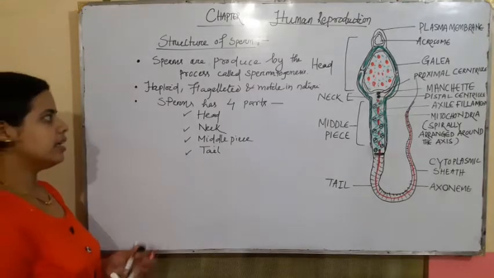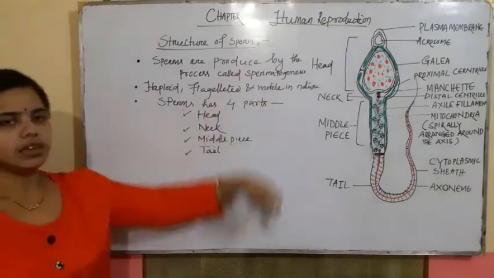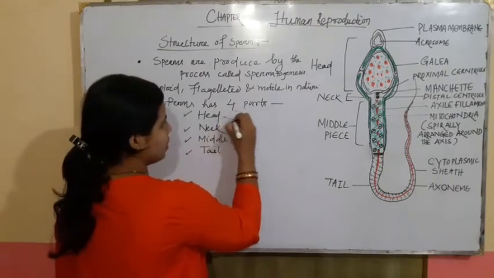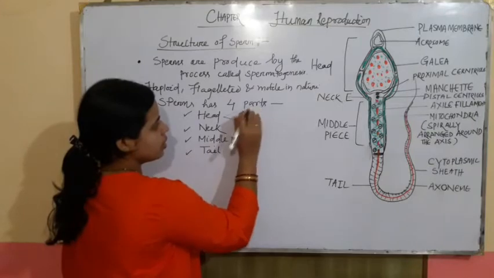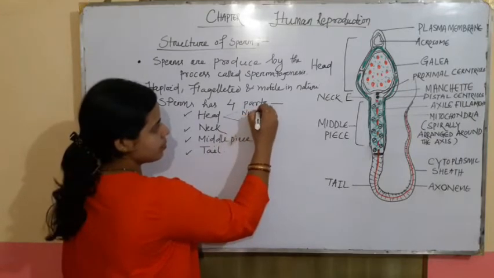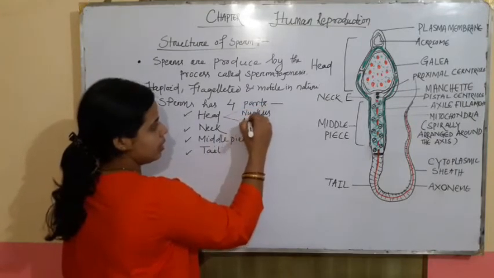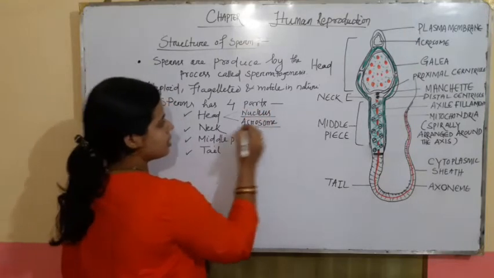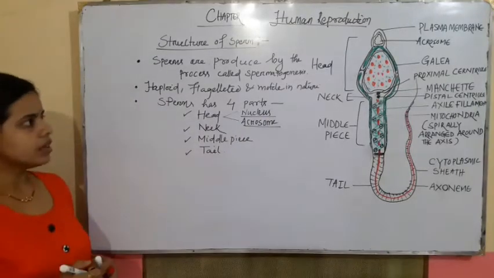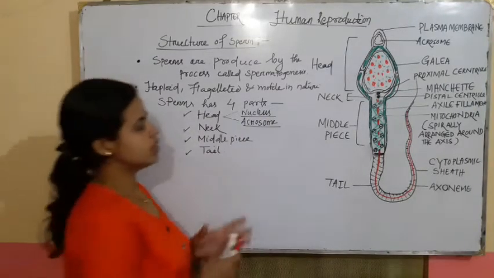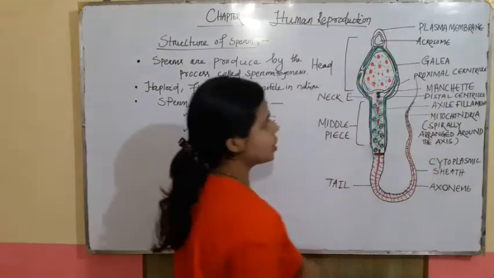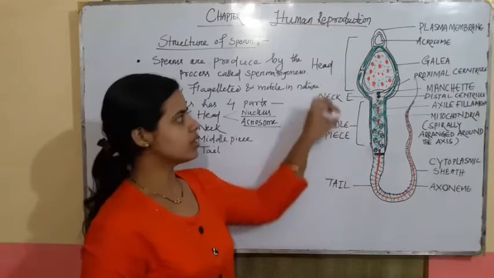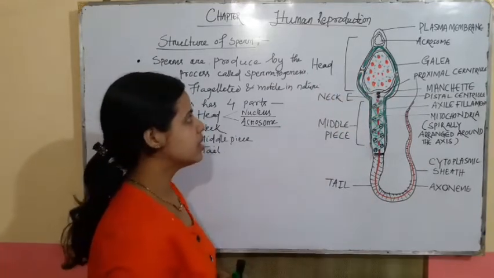Okay, so these are the 4 parts of the sperm, and this head part is divided into 2 other parts. One is your nucleus and another is acrosome. So these are the 2 parts of head. Let us discuss, by seeing this structure of the sperm, what structures are present in the sperm.